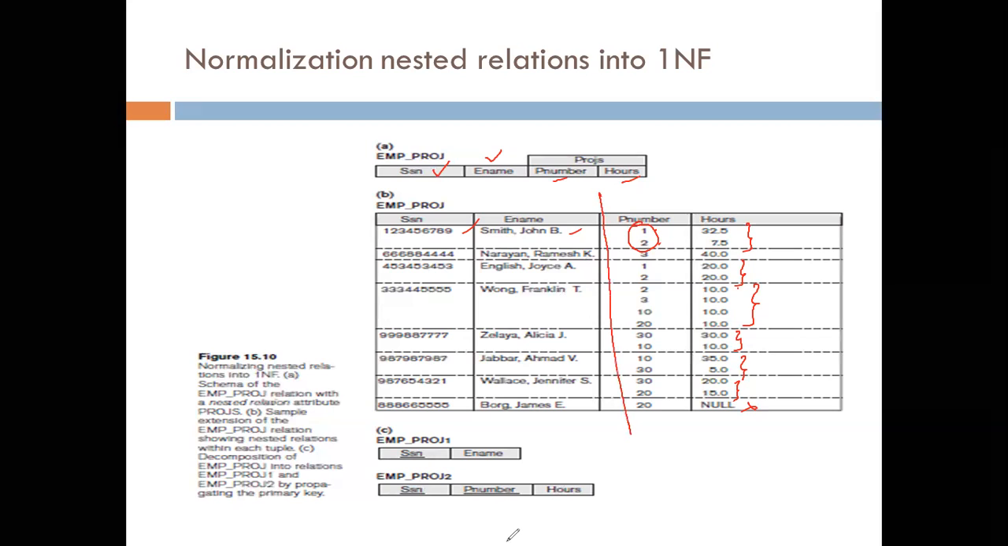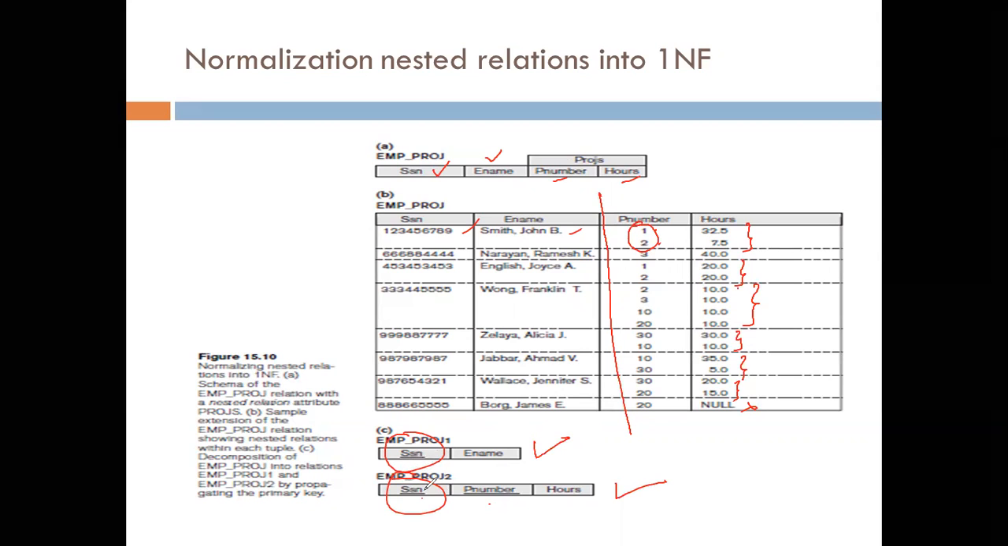here there is a division. So SSN and E name into one table, then SSN, project number and hours in the another table. So a single table is now split. It is split into two tables, SSN, employee name, SSN, project number and hours. Now you may ask, SSN is present two times. Is it not redundancy? Yes, it is redundancy, but it is necessary for us.